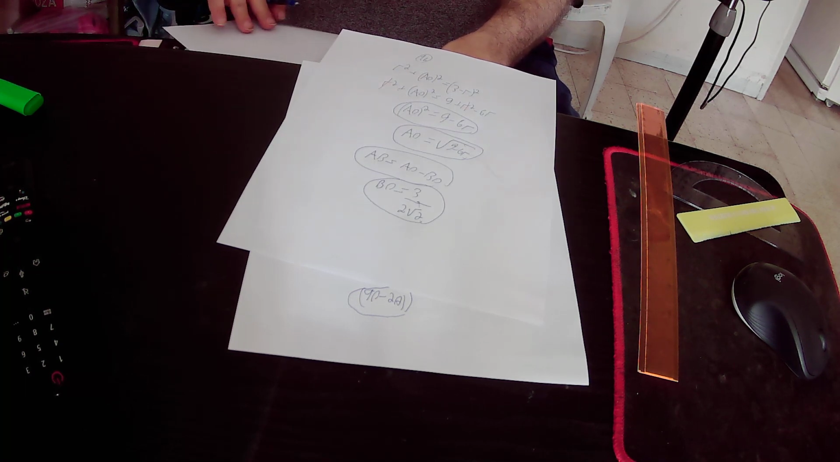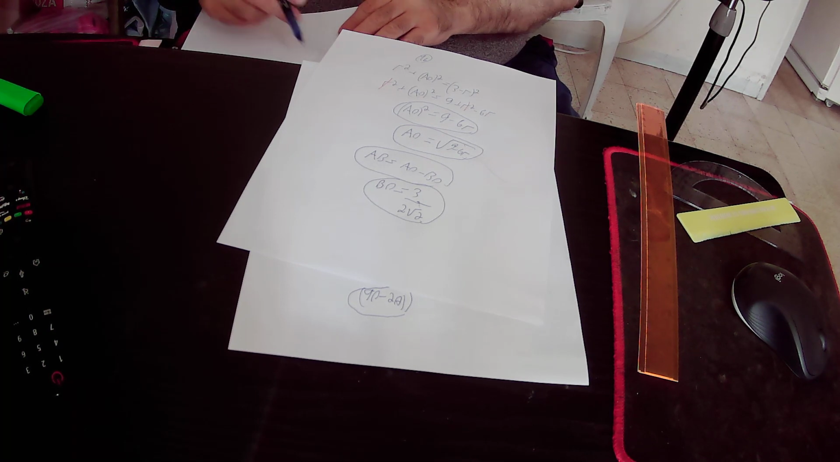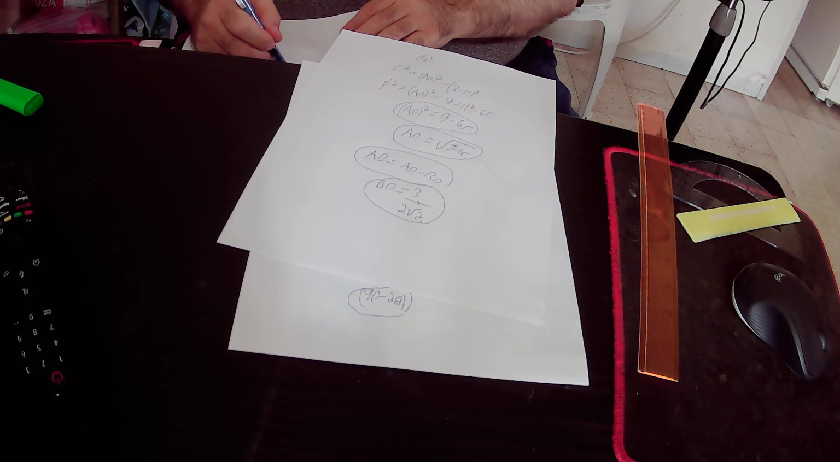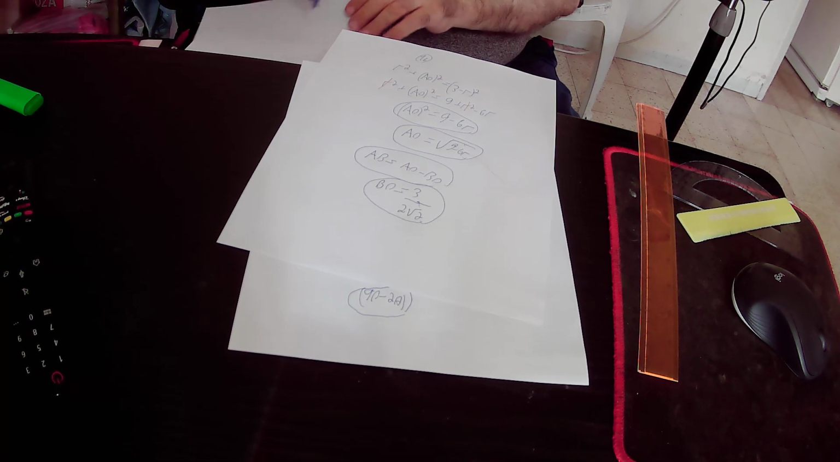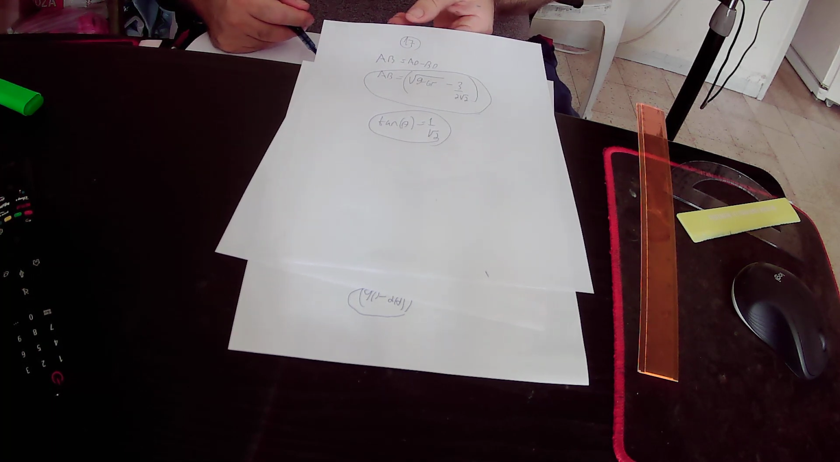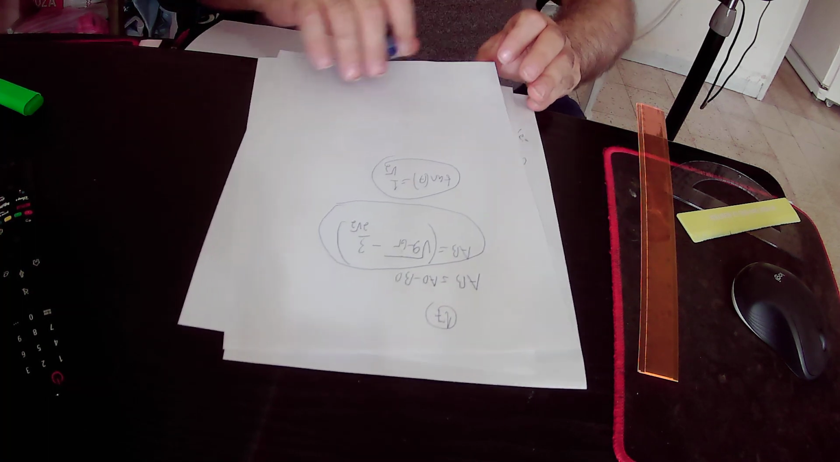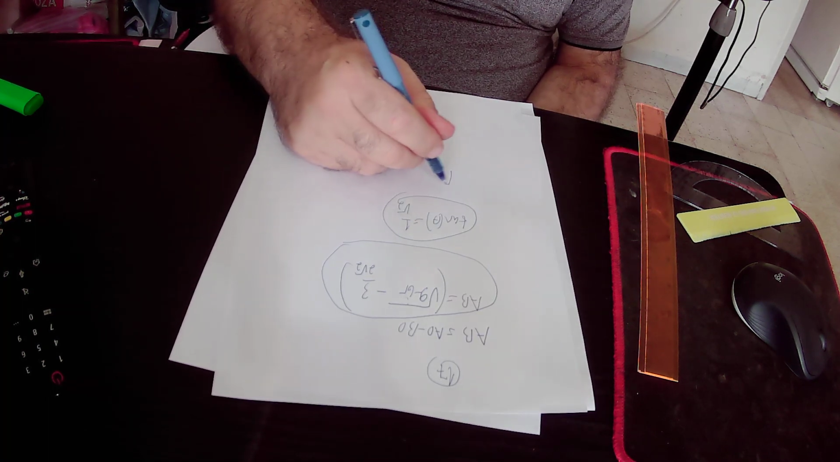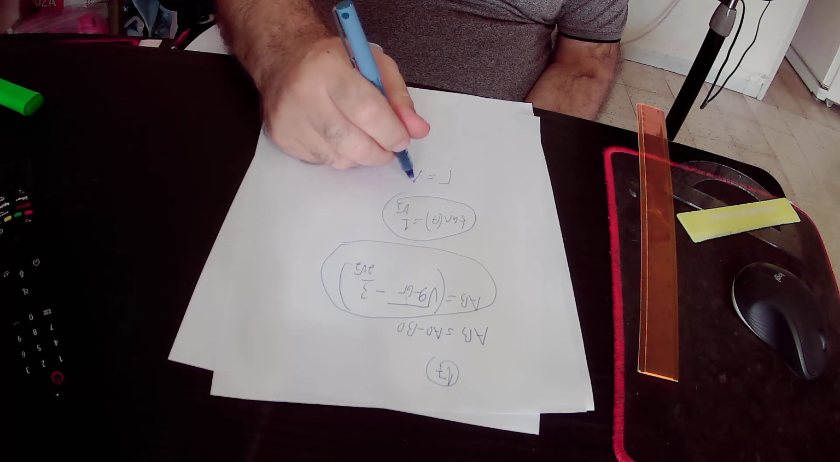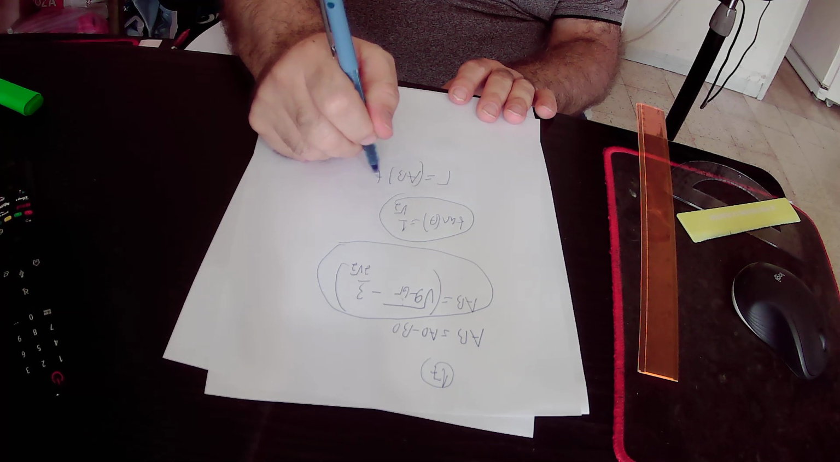And we also found out that the value of tangent theta is 1 over root 2. And we know that the radius of the small circle equals AB times tangent theta.